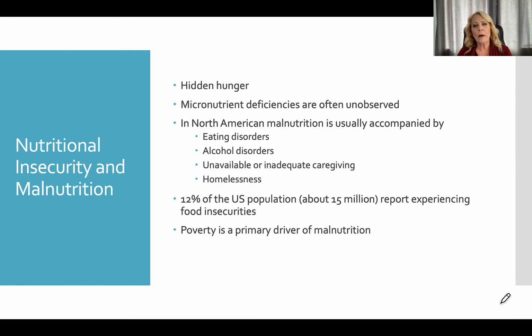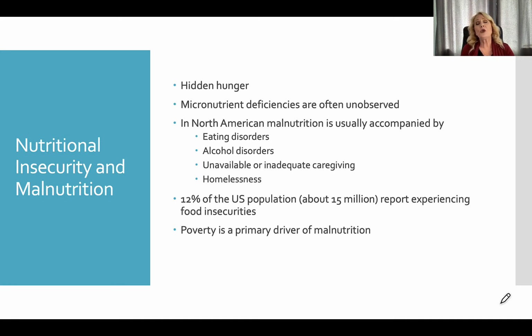In North America, malnutrition can be accompanied by things such as eating disorders, alcohol disorders, unavailable or even inadequate caregiving. So you have parents who maybe are working too much, or parents who are alcoholics themselves and are not able to care for their children or even care for the elderly in the house, or even care for themselves for that matter. Homelessness also leads to malnutrition issues.